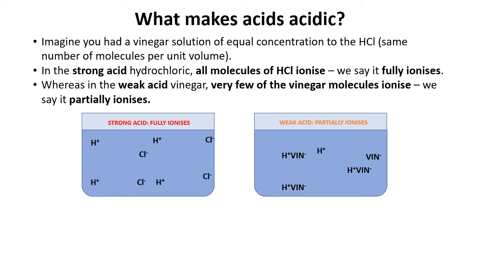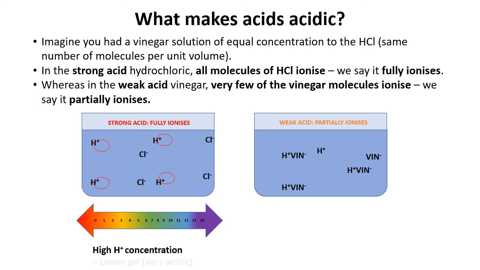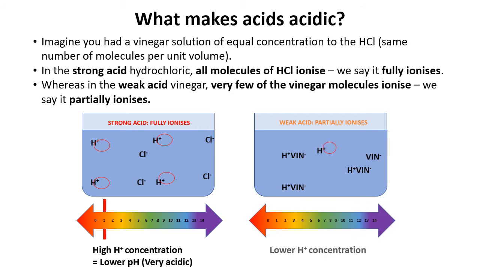And actually that is where we get our definition of a weak acid, that it only partially ionizes. It does not fully split up. The molecules do not fully split up, and not every molecule will release a hydrogen ion. And therefore this explains why strong acids have a high concentration of hydrogen ions, making them very acidic, whereas weak acids have a lower concentration of hydrogen ions. They're still acids, but weak acids, not very strong acids.